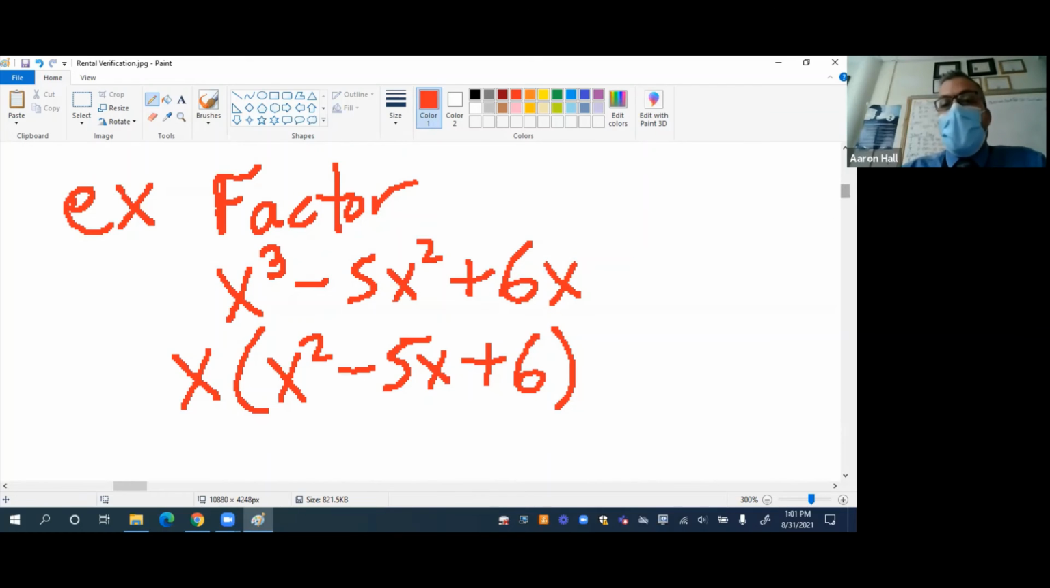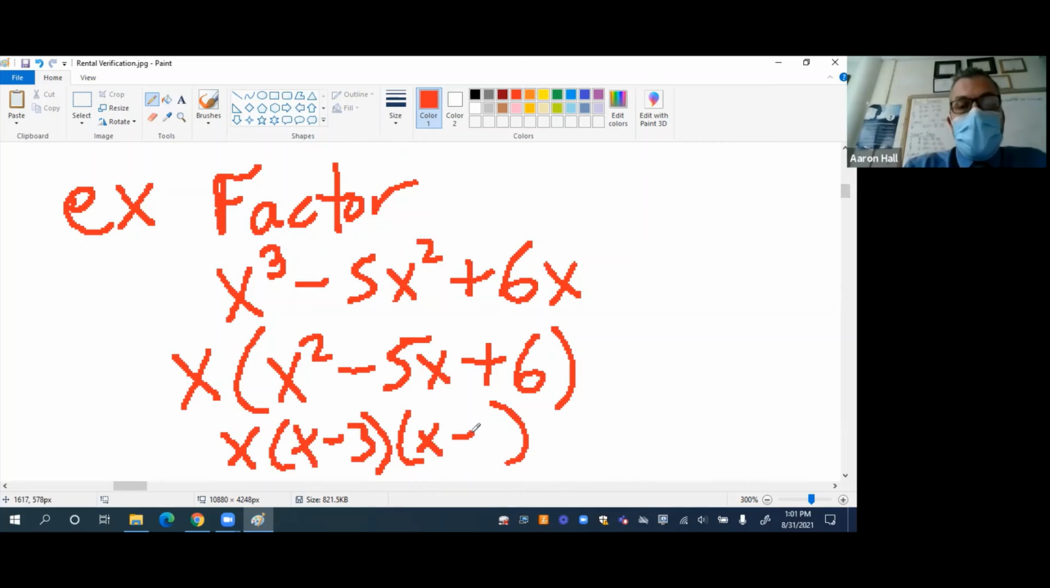Is the quadratic factorable? Yes. Okay, to what? x minus 3 and x minus 2. Okay, we just factored it.